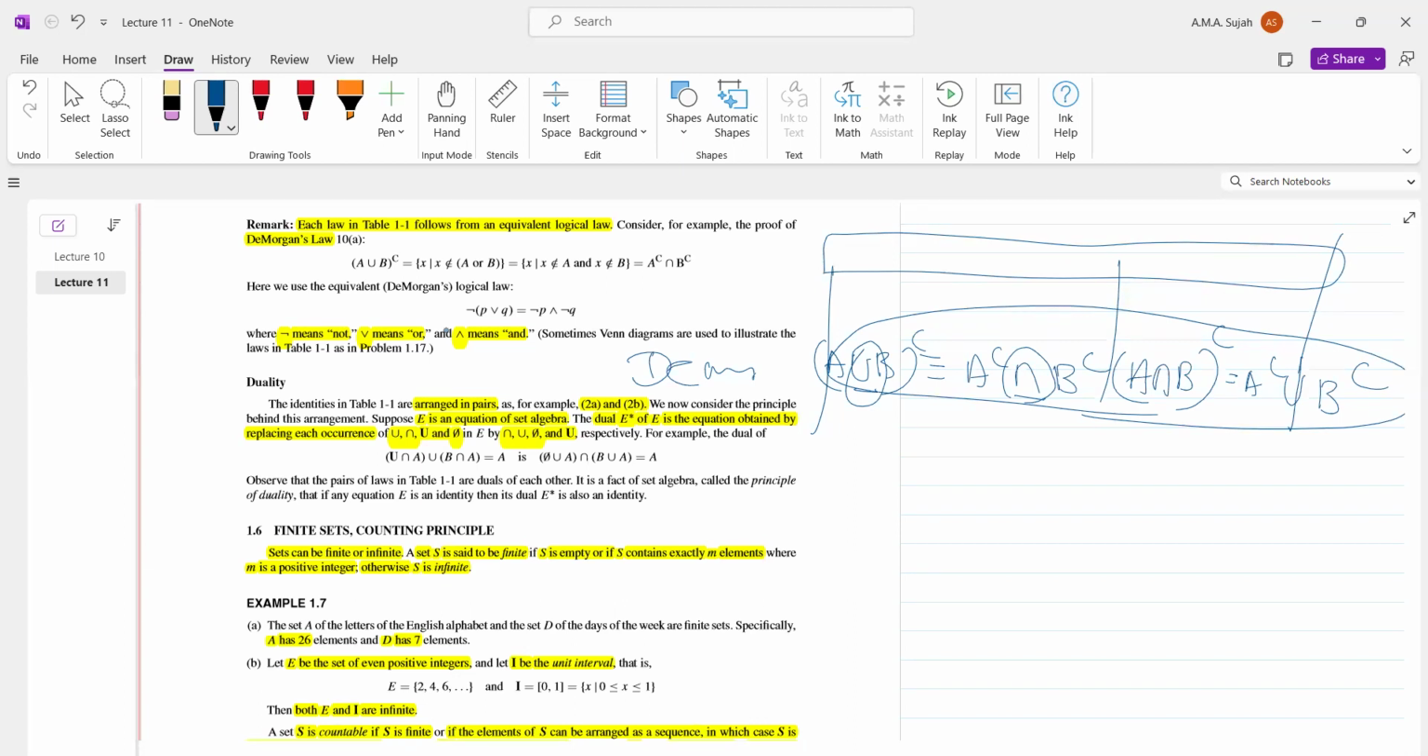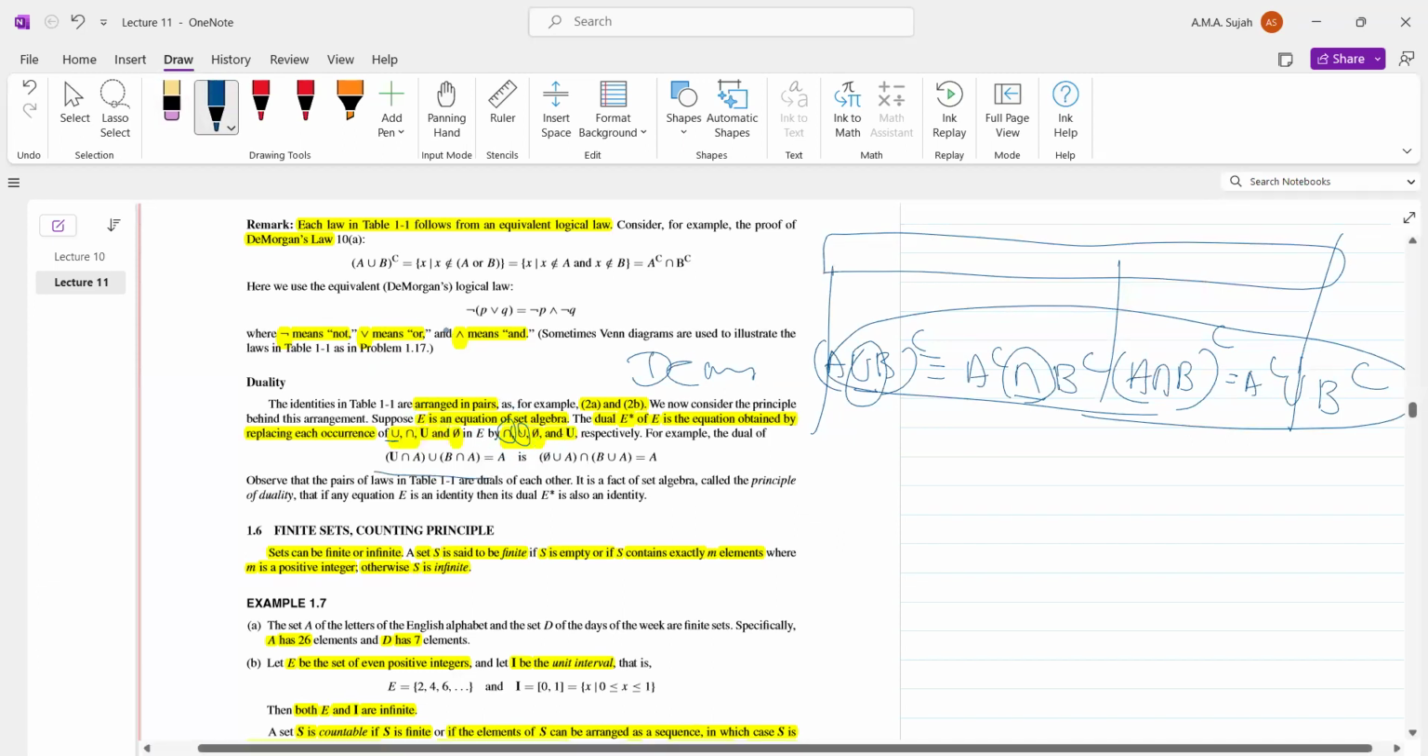If you look here, if you are using the union symbol, you can create another law by using the intersection. If you have a law with intersection, you can create a law with the union. If you have a law with the universal set, you can create a law with the empty set. If you have a law with the empty set, you can replace it with the universal set and create another law, right?